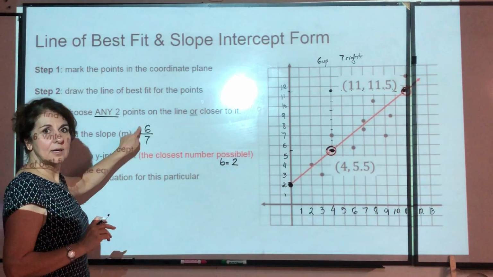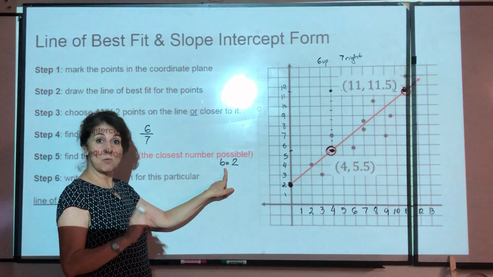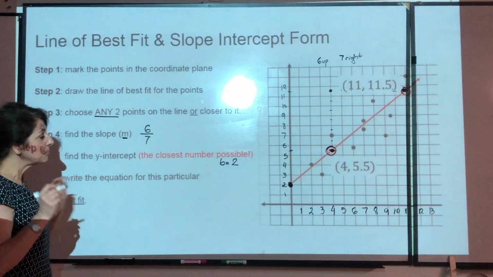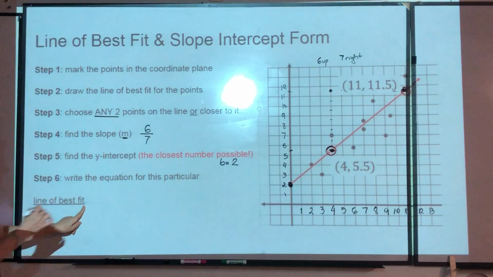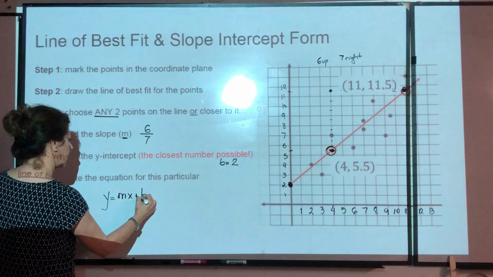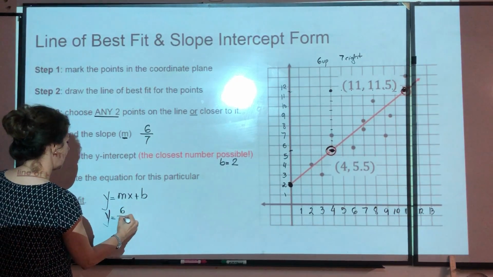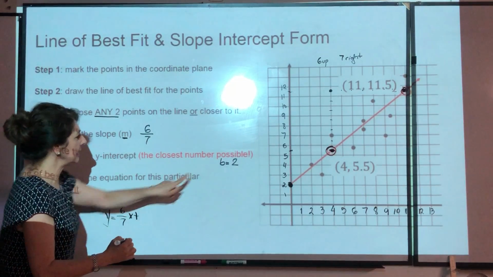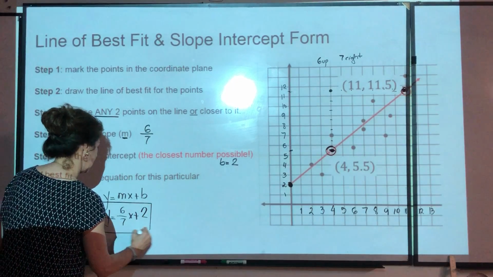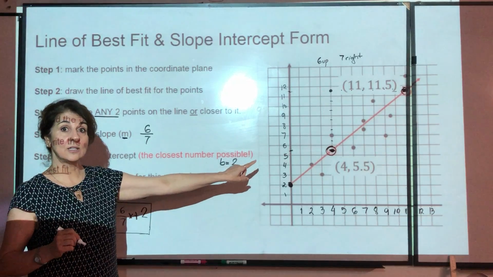So now I have the M, which is my slope, and I have B, which is my y-intercept. So what do I do now? I write the equation for this particular line of best fit, which is what? Y is going to be M, 6/7 X plus B, which is 2. And this here is my line of best fit for this line over here.